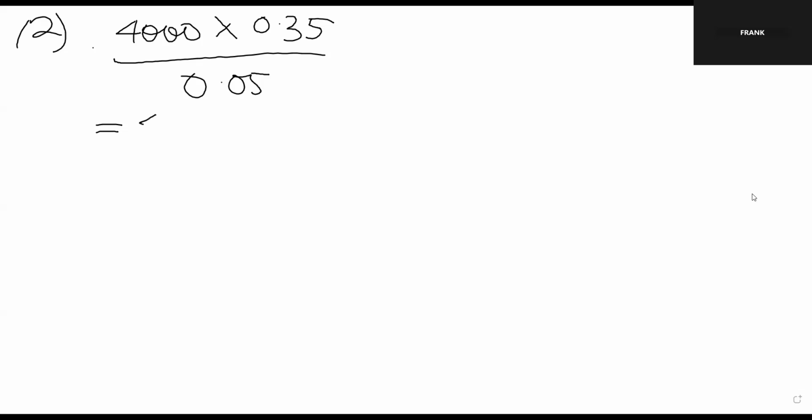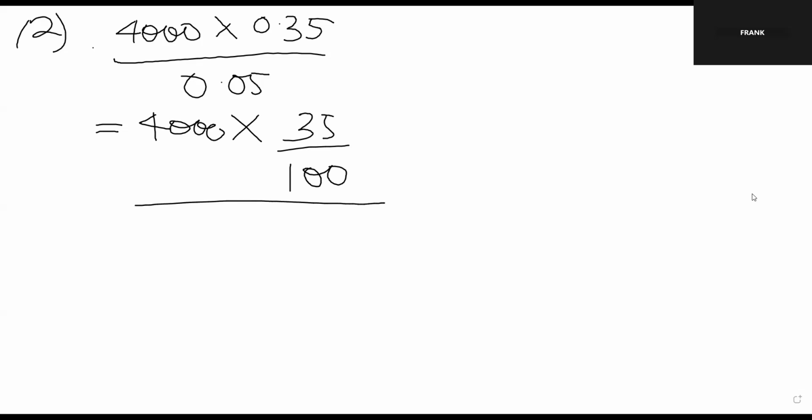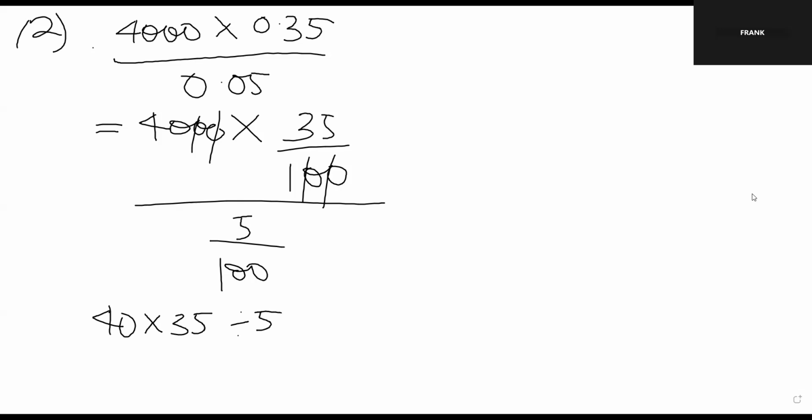A very simple way of doing so: 4,000 times, you write the number without the decimal, which is 35 over 1. The number of decimal places after the decimal point tells you how many zeros to introduce. Once there are 2 decimal places, I introduce 2 zeros. The denominator was 0.05. The number is 5 over 1, and with 2 decimal places I introduce 2 zeros. Now this should cancel with this. So I'm going to have 40 times 35 divided by 5 over 100.